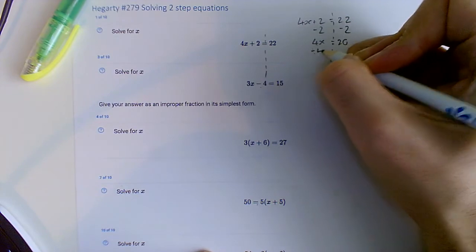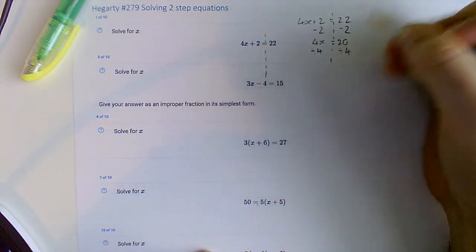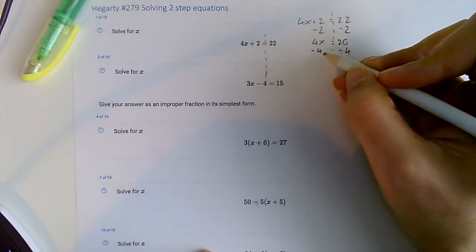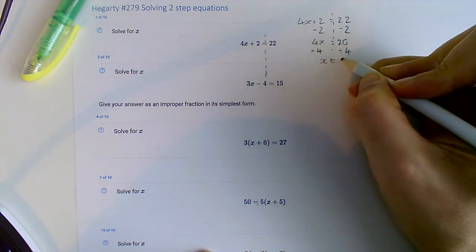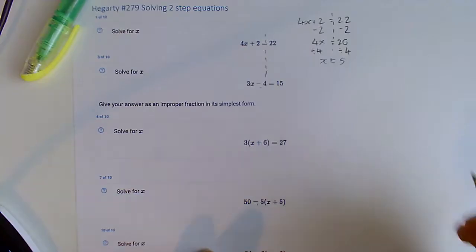Divide both sides by 4, because we always want what x is, so we want 1x. So we've got 4x divided by 4, that will give me x equals 5. 20 divided by 4 is 5.